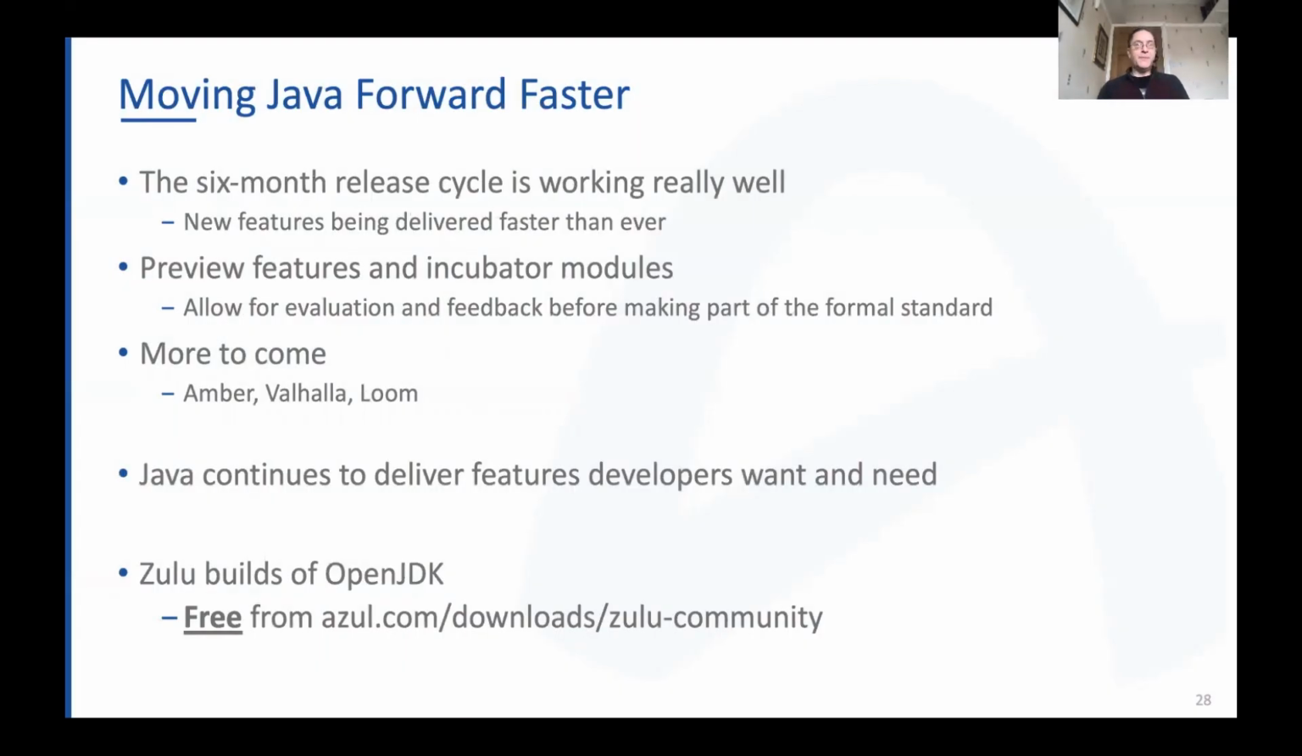Just to summarize then, basically, we are moving Java forward faster. I think the 6-month release cycle is working really well, getting lots of new little language features, tidying up things, simplifying a lot of syntax, really good stuff. Preview features, incubator modules working really well in terms of allowing those features to be developed in the open so people can provide feedback. Lots more to come.